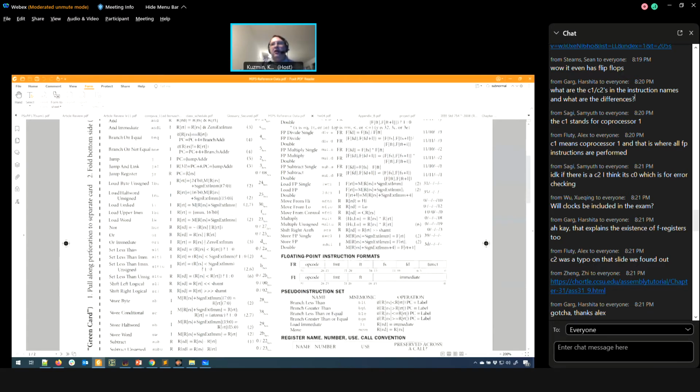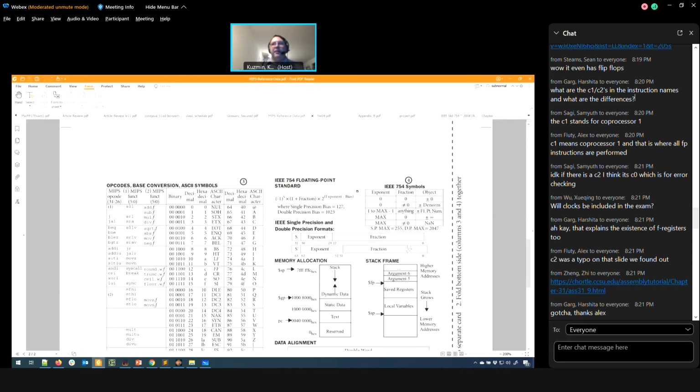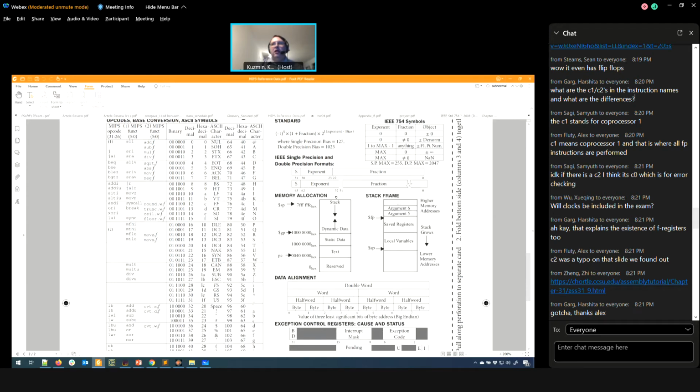All right, and then the other stuff worth mentioning is the formula for the IEEE 754 standard and how it represents values, and then the single precision and double precision formats. It's very unlikely that we will ask you to do any double precision formats manually. Of course it may come up in MIPS programs, but it makes no sense to torture you with setting 52 bits of the fraction manually. 23 bits is more than enough for you to suffer.